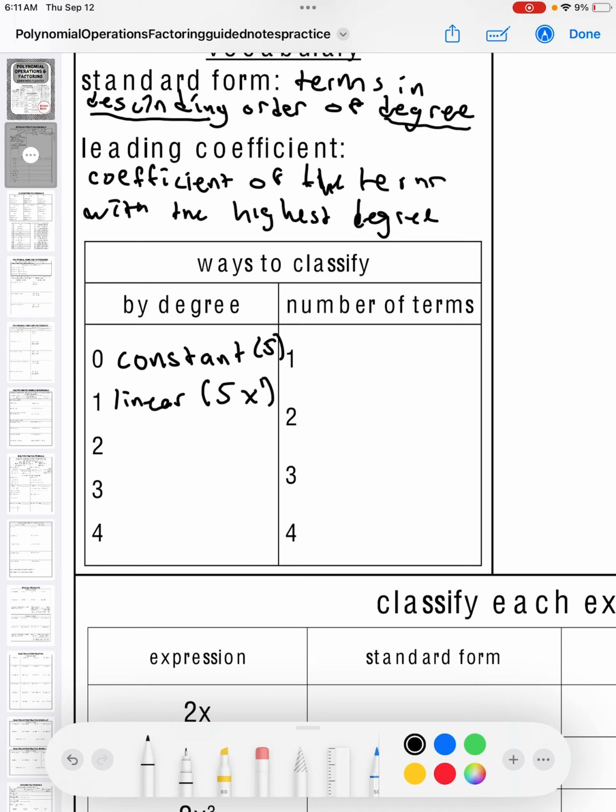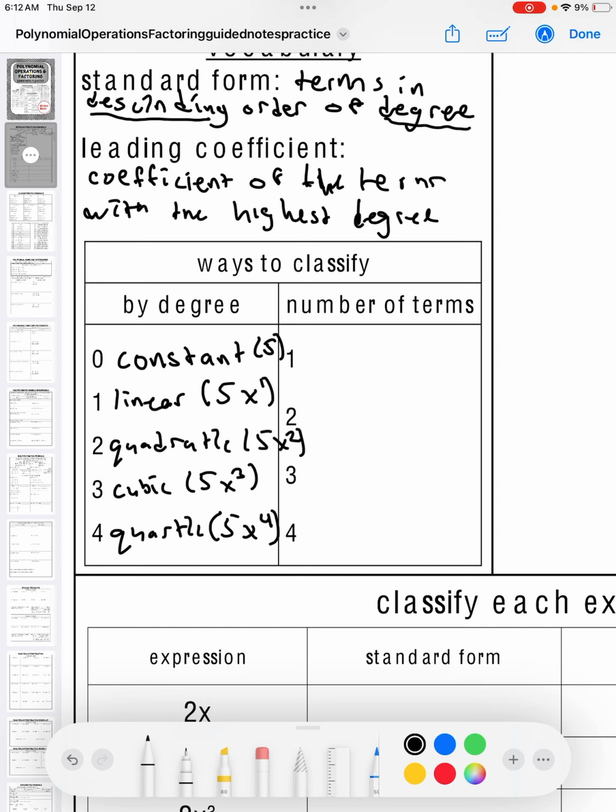If you have a degree of 2, and again, that's the highest degree, it's going to be called quadratic. So that would be like 5x squared, 5x to the power of 2. Cubic is when you have a degree of 3, so things like 5x cubed. And for degree 4 would be quartic. It's easy to get quadratic and quartic mixed up, but quartic is if the highest exponent is 4.